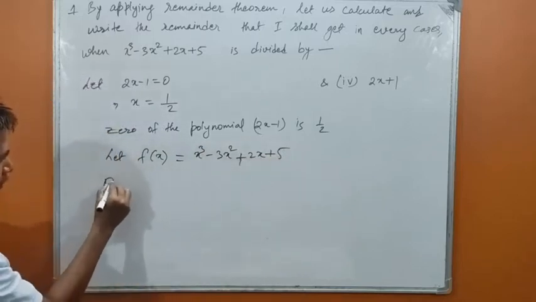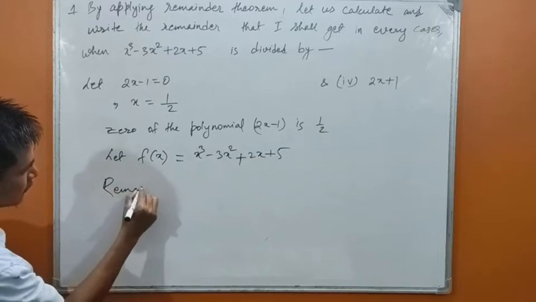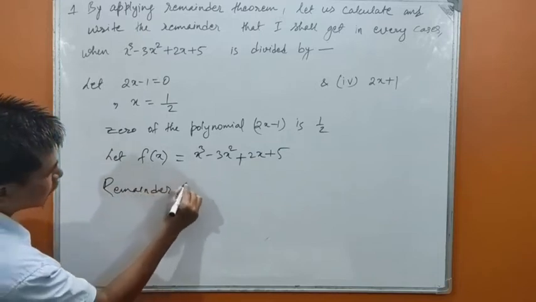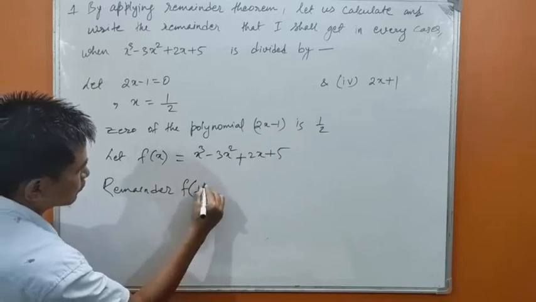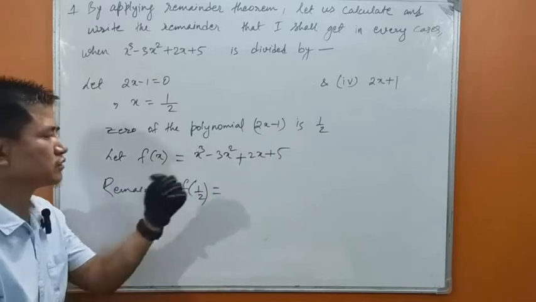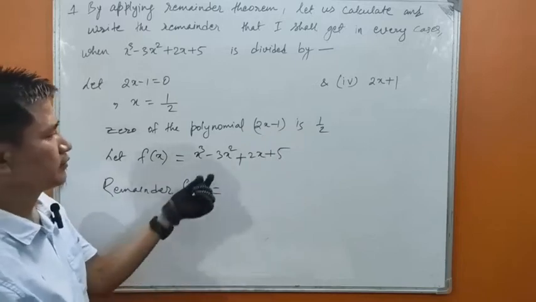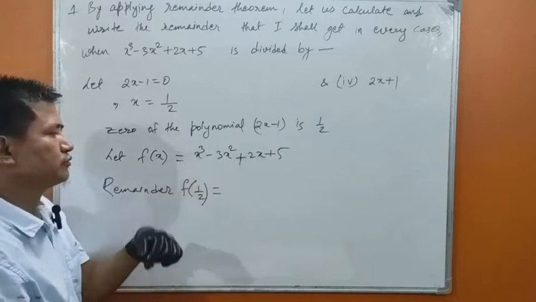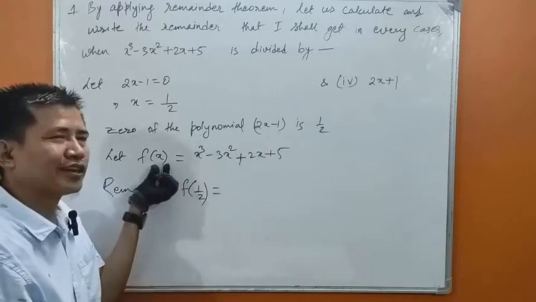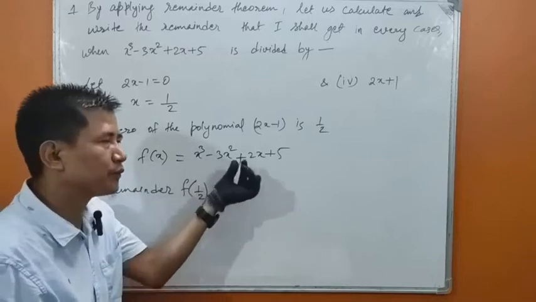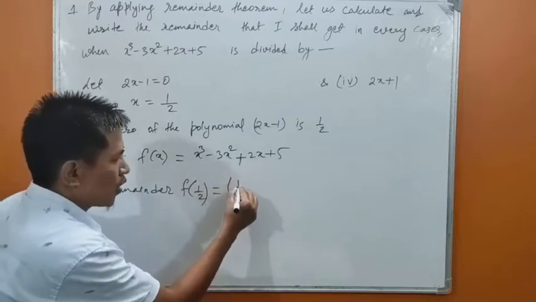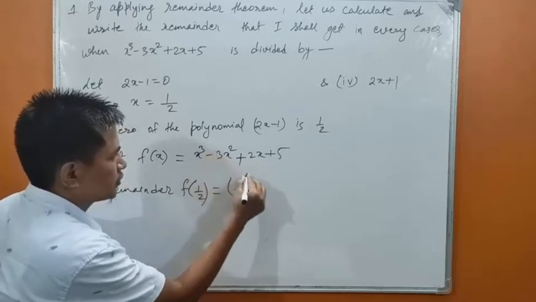So the remainder will be f(1/2), isn't it? Since f(x) is this, f(1/2) will be, instead of x, we put 1/2. Since f(x) is this, so instead of x, we put 1/2, 1/2 whole cubed.